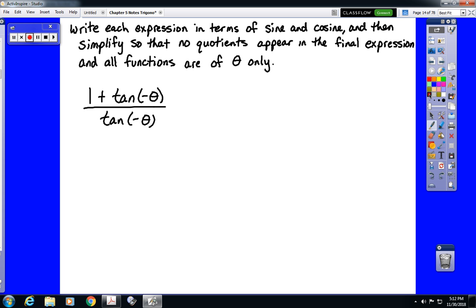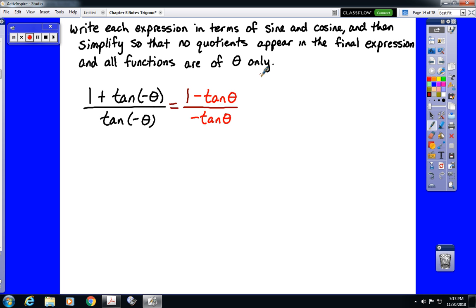Now, any time that we start off with a negative theta, our first step is to get rid of that negative theta using a negative angle identity. So the tangent of negative theta is always equal to the negative tangent of theta. So we're going to replace both the top and bottom tangent of negative theta with negative tangent theta. That gets rid of the negative thetas and satisfies the second part of our directions, which says all functions are in terms of theta only.